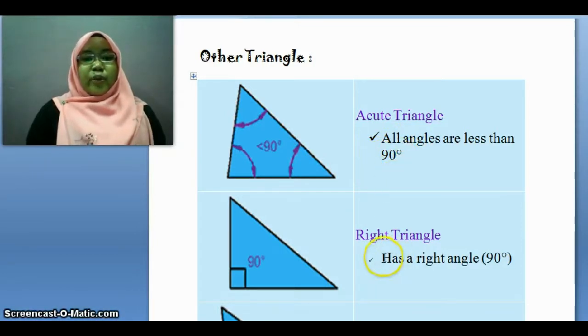Next, we also have right triangle. Right triangle have 3 sides, 3 angles. But it has a right angle, 90 degrees.